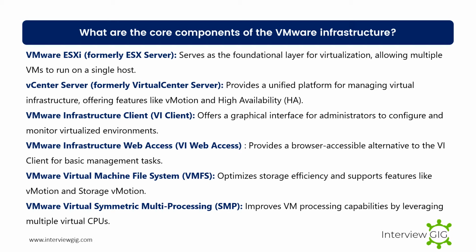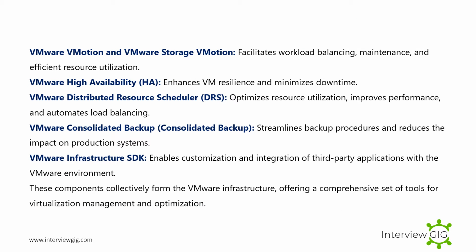VMware Virtual Machine File System, VMFS, optimizes storage efficiency and supports features like vMotion and Storage vMotion. VMware Virtual Symmetric Multiprocessing, SMP, improves VM processing capabilities by leveraging multiple virtual CPUs. VMware vMotion and VMware Storage vMotion facilitate workload balancing, maintenance, and efficient resource utilization.